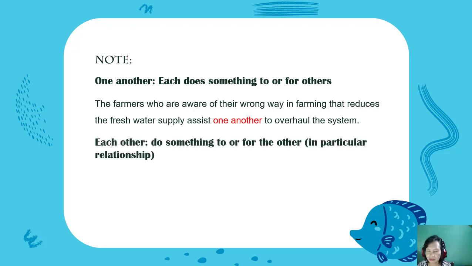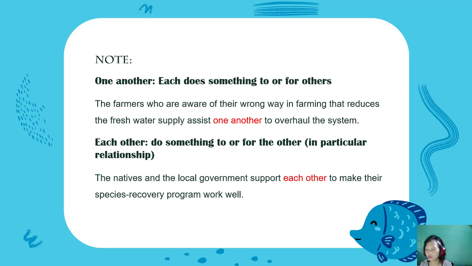And then you can also use each other, do something to or for the other in a particular relationship. So it is usually between two groups. Yeah. The natives and the local government support each other to make their species recovery program work well. So here it is between the natives and the local government.